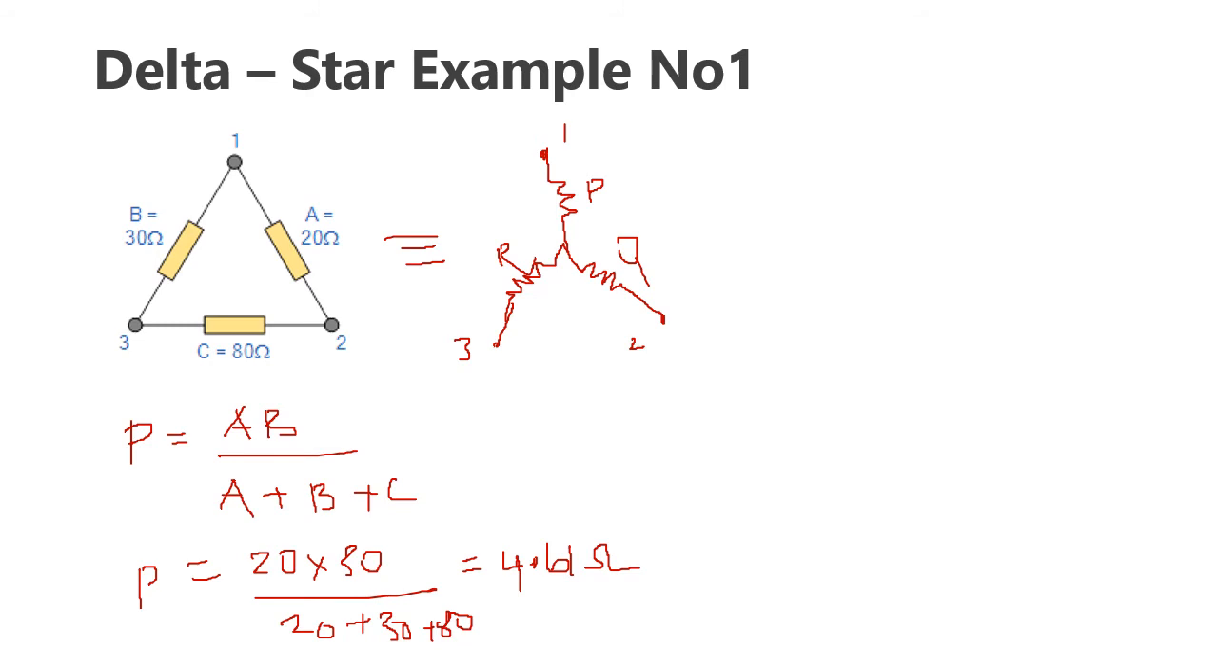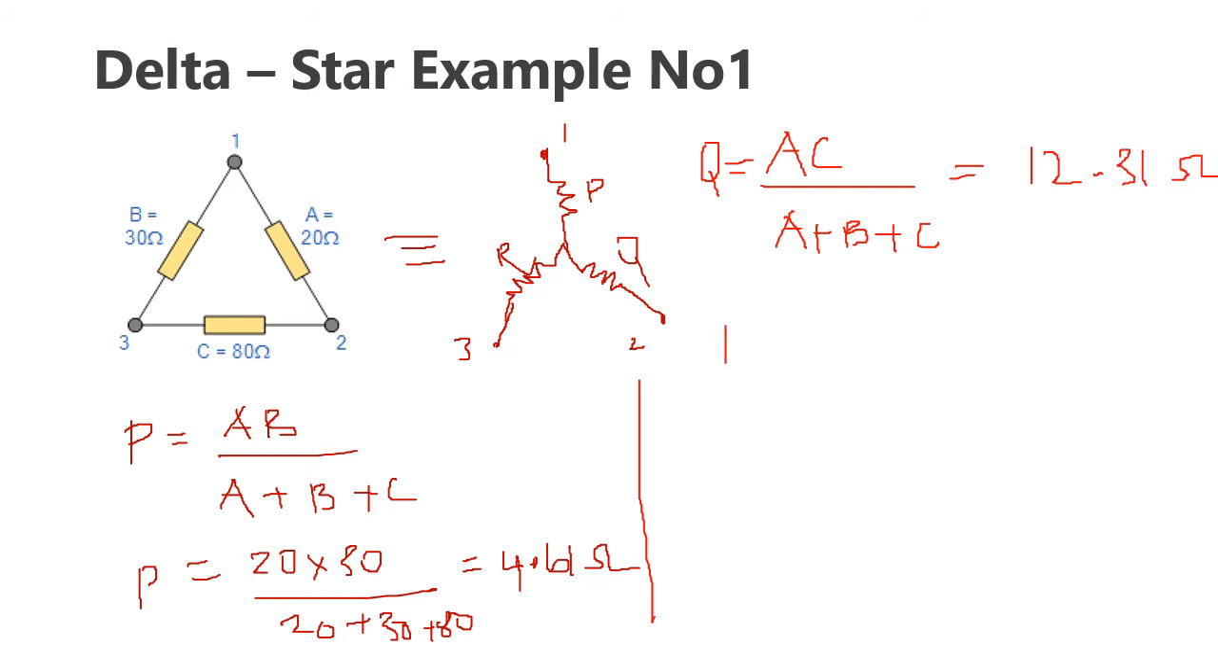Likewise, for Q, we got the transformation equation as AC over A plus B plus C. So again, if we substitute the values for A, B, and C, we will get the value for Q as 12.31 ohm.